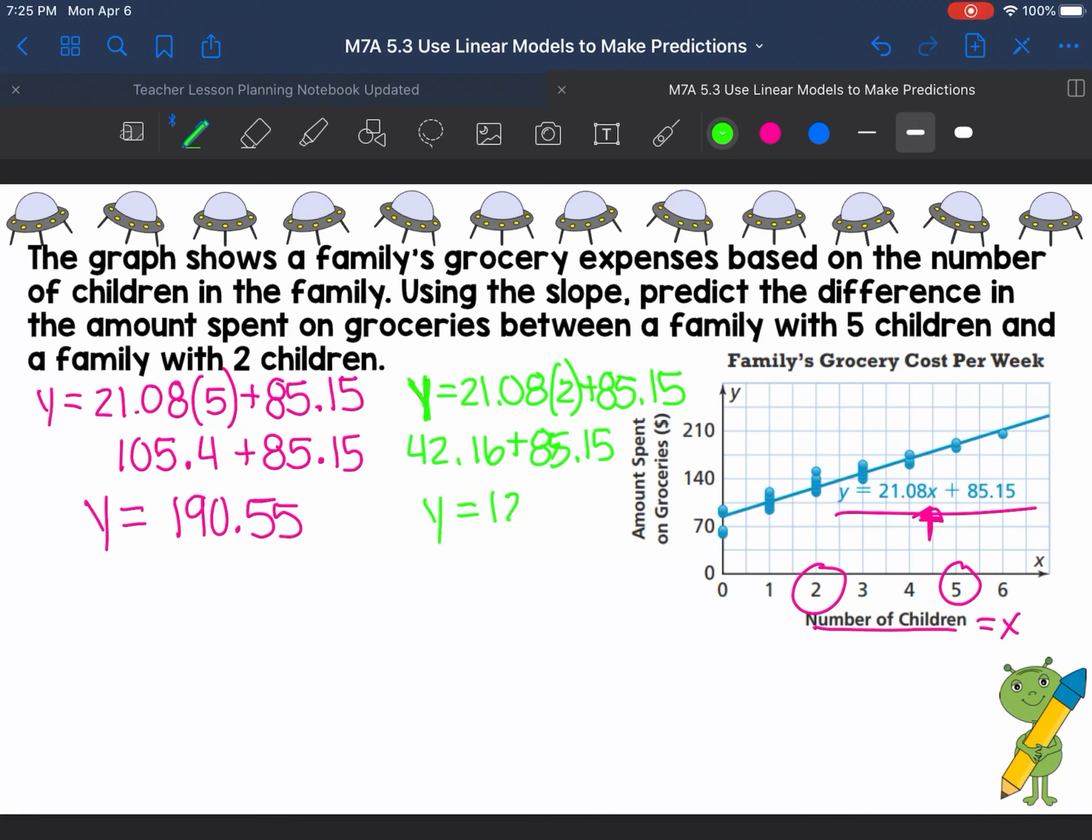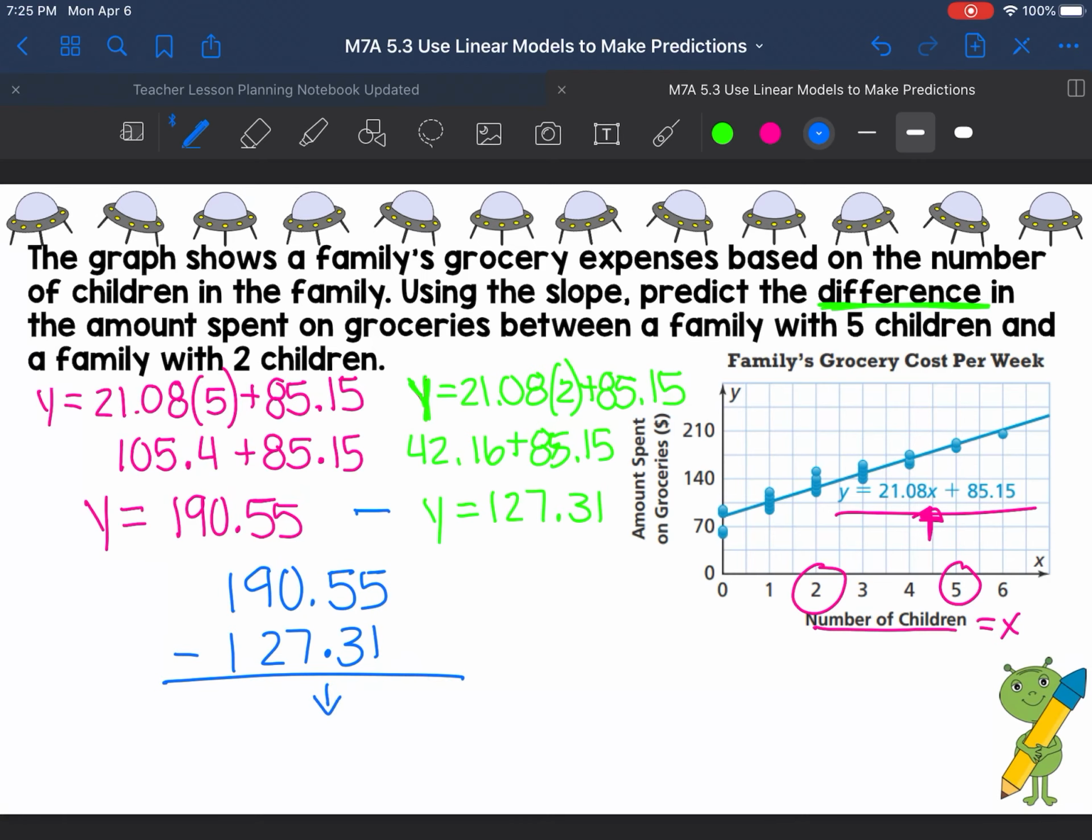Now all I need to do is add them up. So my Y equals 127.31. Now, the question wants to know, predict the difference. Anyone remember what operation difference means? Hopefully you just told yourself it means subtraction. And it does. So I'm going to subtract 127.31 from 190.55.